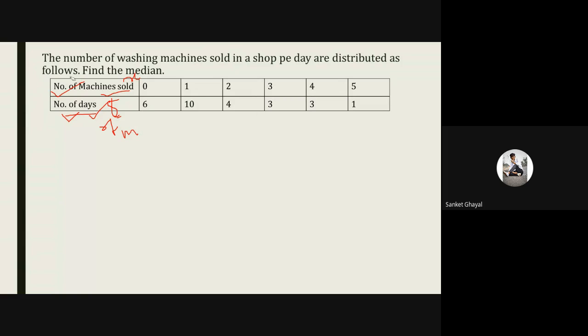ते दोघं पण नंबर आहेत, पण नंबर ऑफ मशीन सोल्ड म्हणजे हे झालं एक्स व्हॅल्यू x. What they have asked for is the median. Median विचारलाय, सो median कसा काढणार आपण? What is the formula for median? You will arrange the data. Median कसं फाइंड आउट करता?